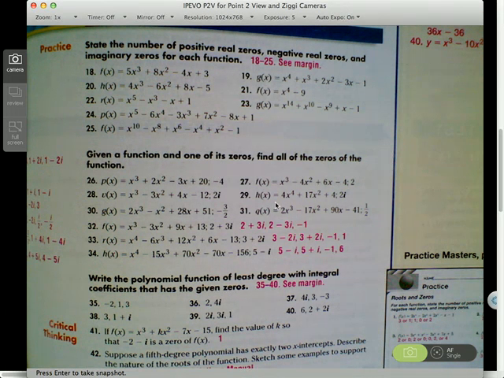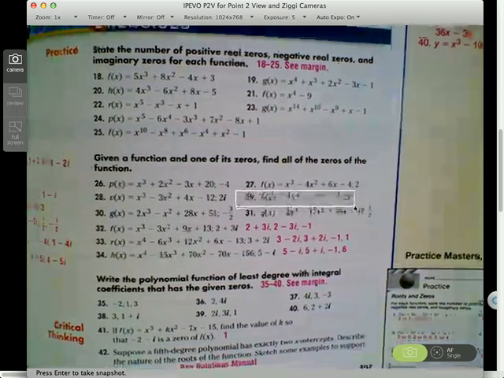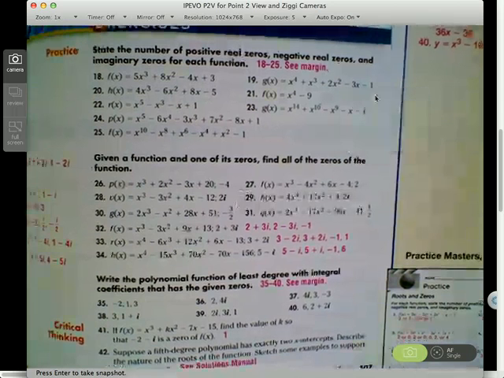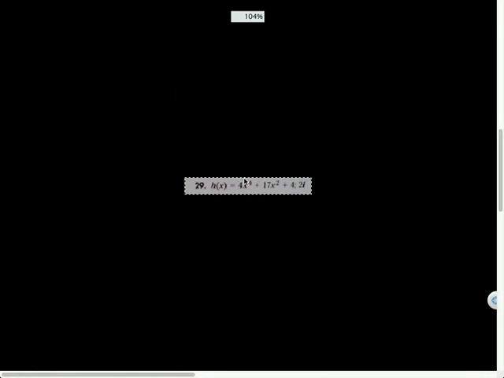What did I do? 28 and 29? Anyone have a preference? Ooh. Yeah, 29 is a 4th degree, and it's got a placeholder. That one is interesante. Yeah, that would have been enough to mess us all up.